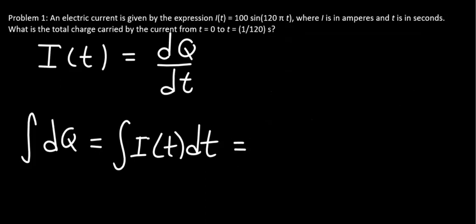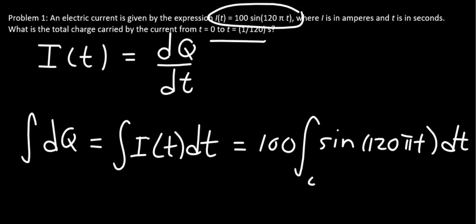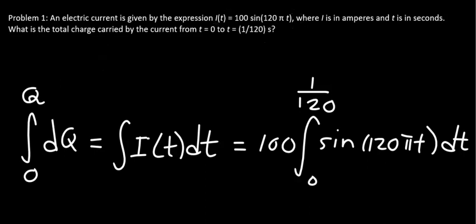Now let's substitute the expression for that current function, namely that function right there. So 100 can be taken out because it is simply a constant. The integral of sine 120 pi t dt. Now the limit for the integral goes from 0 to 1 over 120. So at t equals 0, there is zero charge, and at the end of the time interval, an amount of charge q would have passed through. So the left-hand side of this equation is quite simply q. Q is what we want to determine.